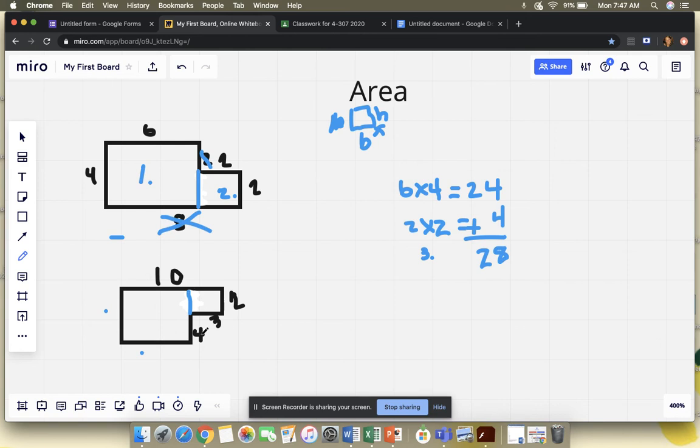Well, I know that I can figure out the smaller square. I'm going to make that number 1. I have 3 and 2. So 3 times 2 is my first one.